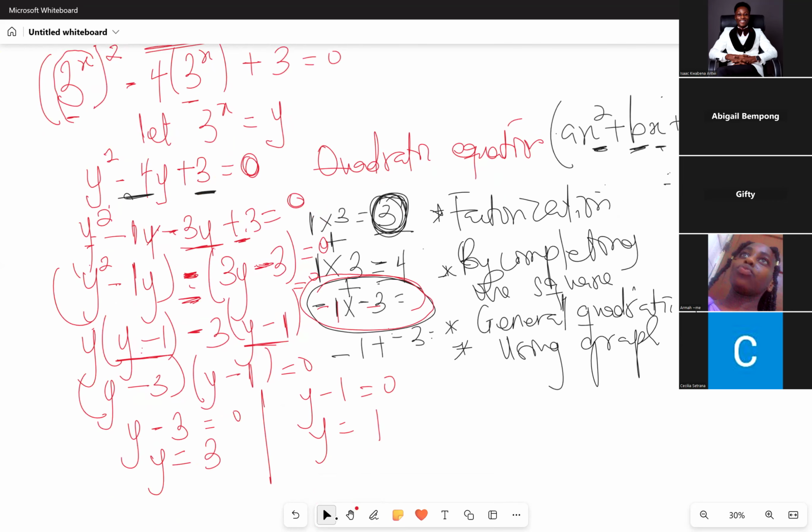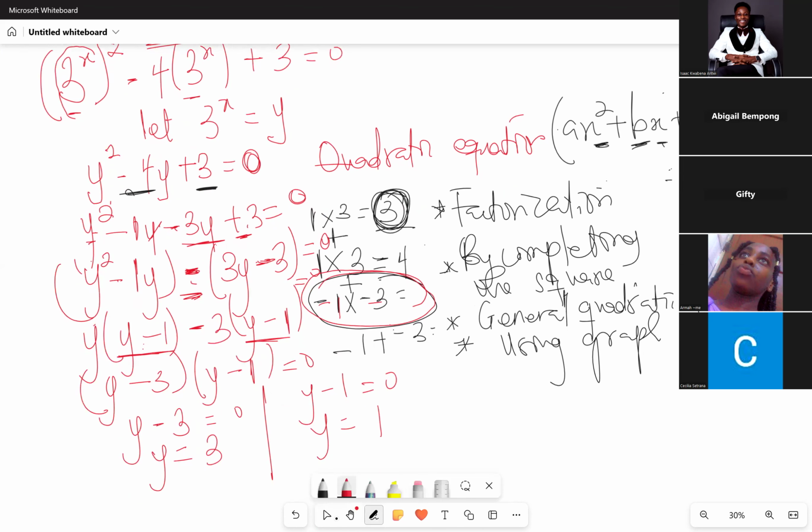If you punch this thing on your calculator, mode 5-3. Mode 5-3. A will be the coefficient of y squared. That's one. It will ask you, then you press equal to. B, it will ask you, what should I put for B? Put -4, press equal to. C, 3, press 3, equal to.